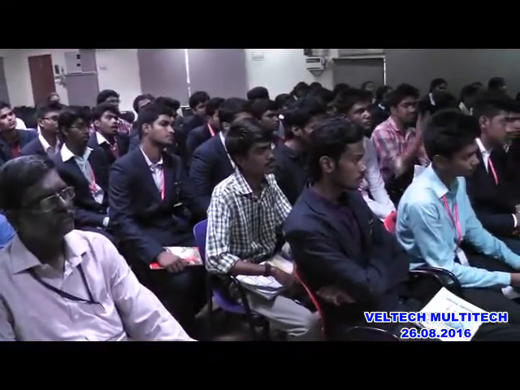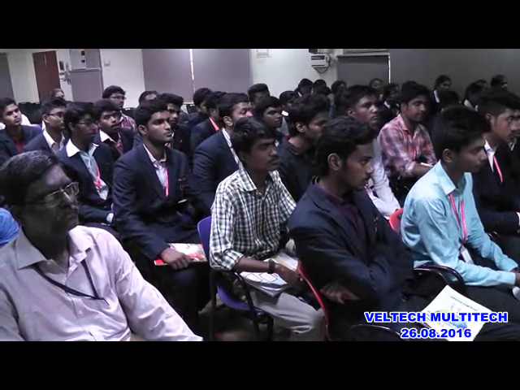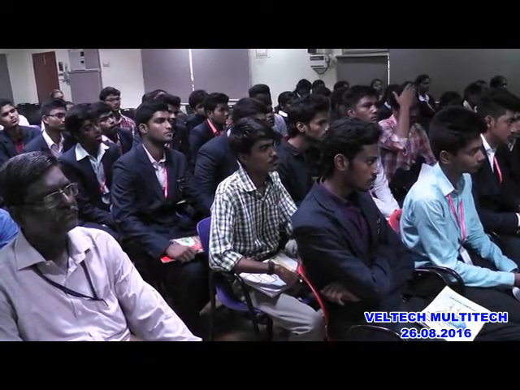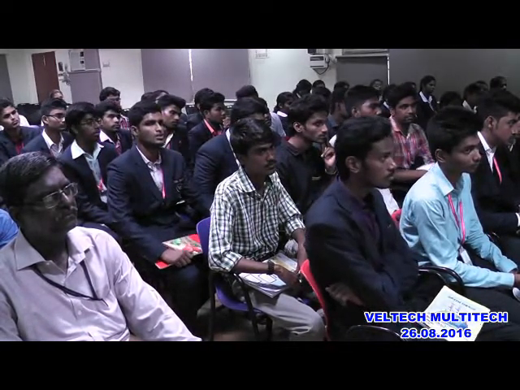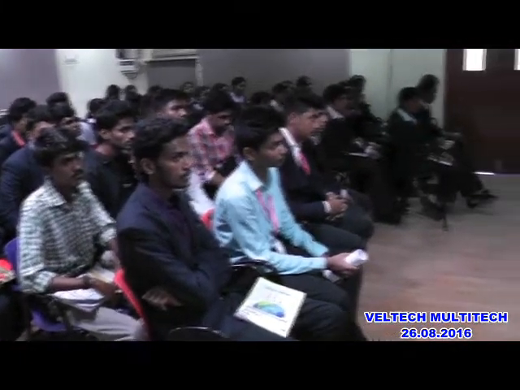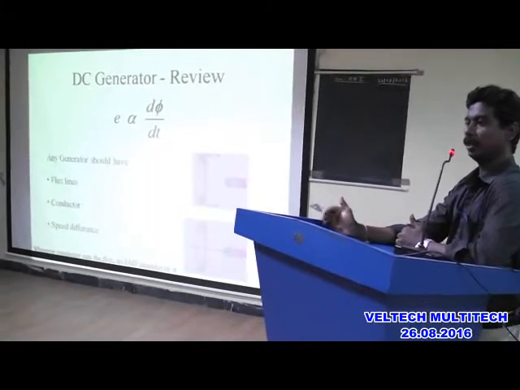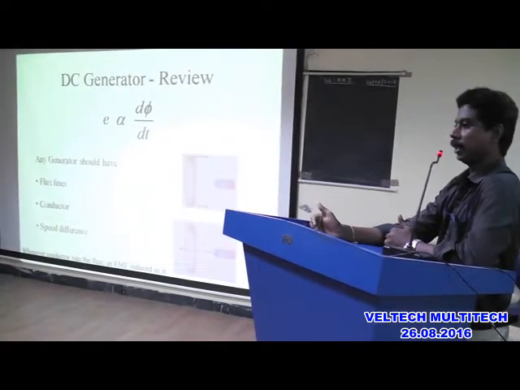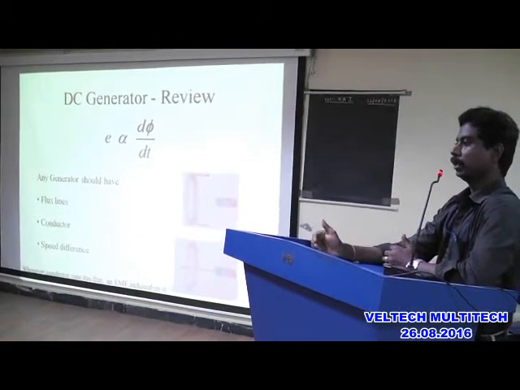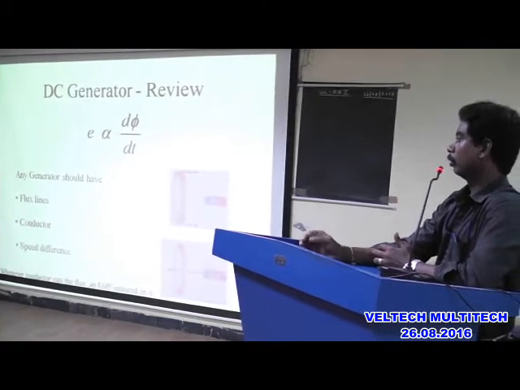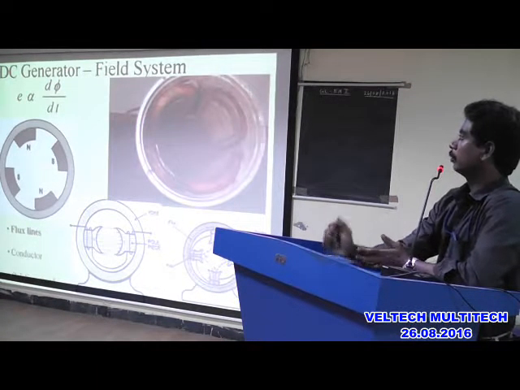Then this is the basic principle of any machine, any generator especially. So this is Faraday law of electromagnetic induction. This is the mathematical expression for Faraday law of electromagnetic induction. That is, E is proportional to dφ/dt. So what it means? Whenever there is a rate of change of flux, the EMF will induce in the conductor. So for any generator, we need three basic things. So one is flux line, then conductor, then the speed difference.